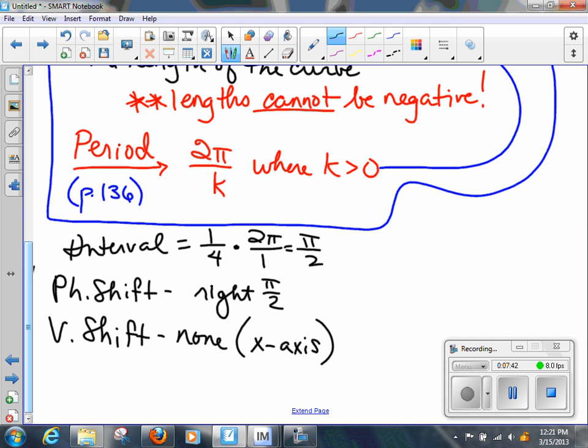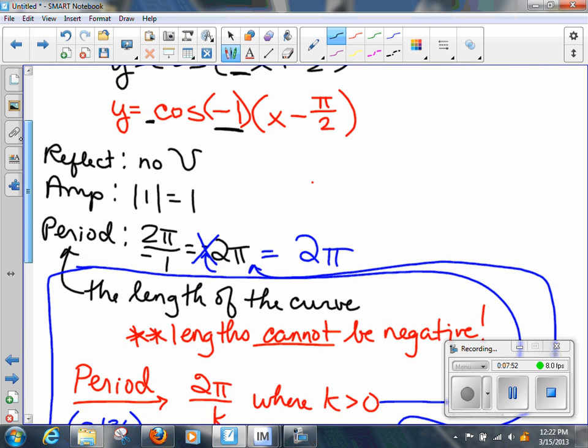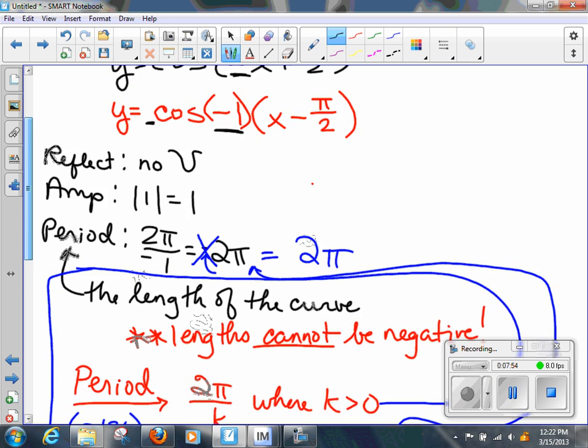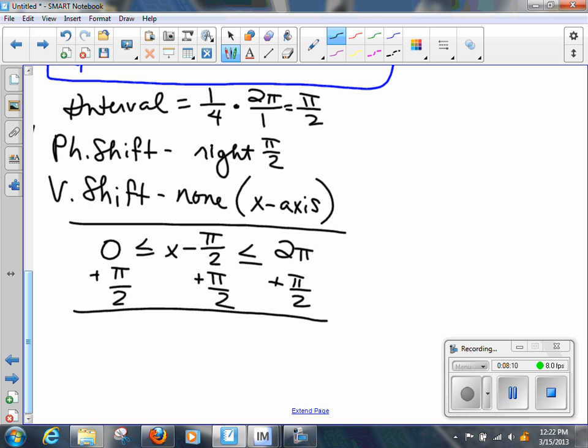So we come over here to the side. I usually do on the right, okay? And I go with my compound inequality, which always starts at 0. My parentheses is x minus pi over 2. And what was the period? 2 pi. And then we go about our business just like always. Okay? And we get pi over 2 less than or equal to x less than or equal to 5 pi over 2.